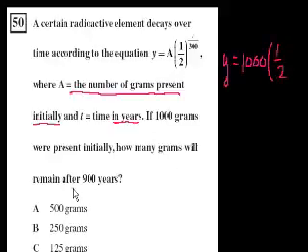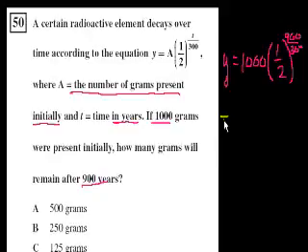How many grams will remain after 900 years? T is time in years. So 1/2 to the 900 divided by 300. Right? I just substituted A and T into the equation they gave us. The 1,000 is A and 900 is T. So let's just simplify this thing.